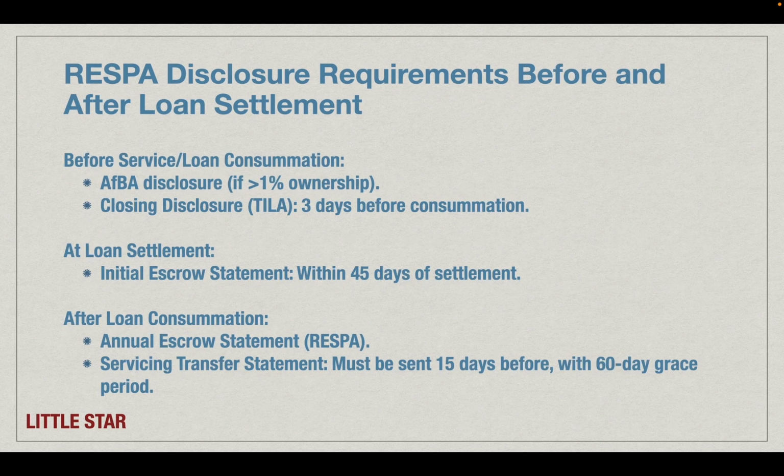Before and after loan settlement, there are also specific disclosures to be made. Before closing, an AFBA disclosure is required if there's more than 1% ownership, and the closing disclosure must be given at least 3 days before consummation.